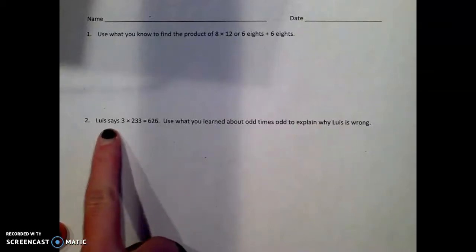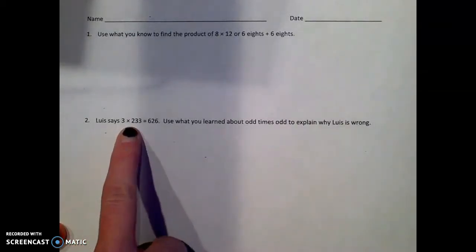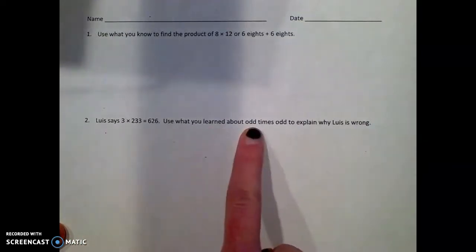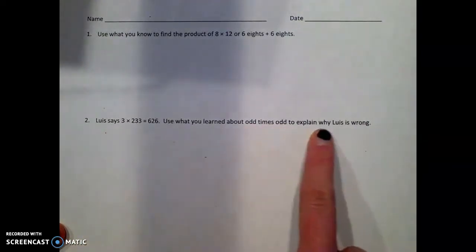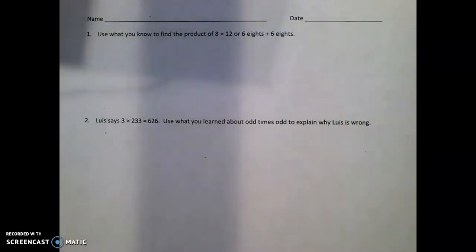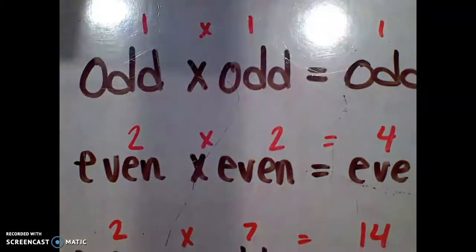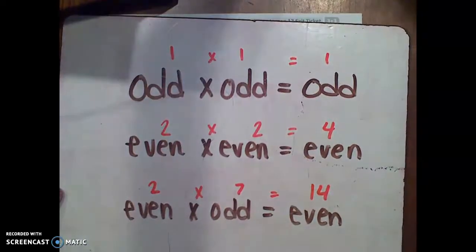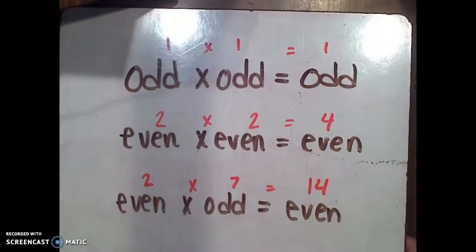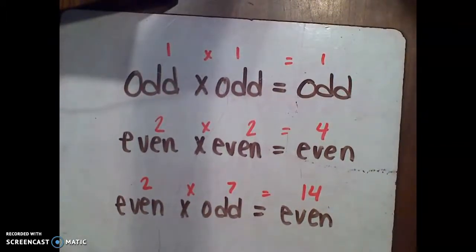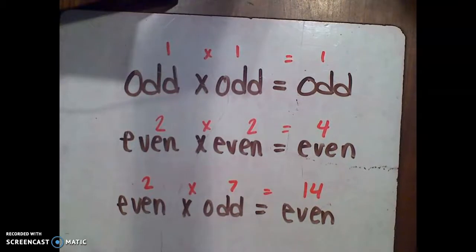Luis says 3 times 233 is 626. Use what you learned about odd times odd to explain why Luis is wrong. Here is our reminder chart. Once again, let me zoom this out. Why is Luis wrong? He said that 3 times 233 equals 626.